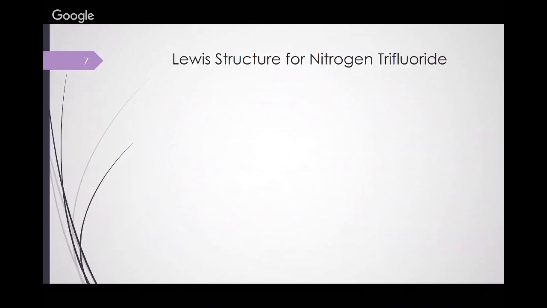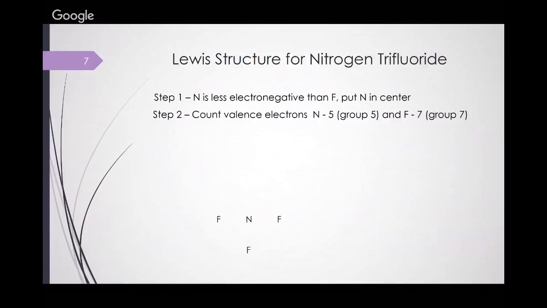So how can we draw our Lewis structure for nitrogen trifluoride? We have 1 nitrogen, 3 fluorines. We put the nitrogen in the middle because it's all by itself and it's less electronegative. We count our valence electrons by looking that nitrogen comes from group 5 and fluorine comes from group 7.